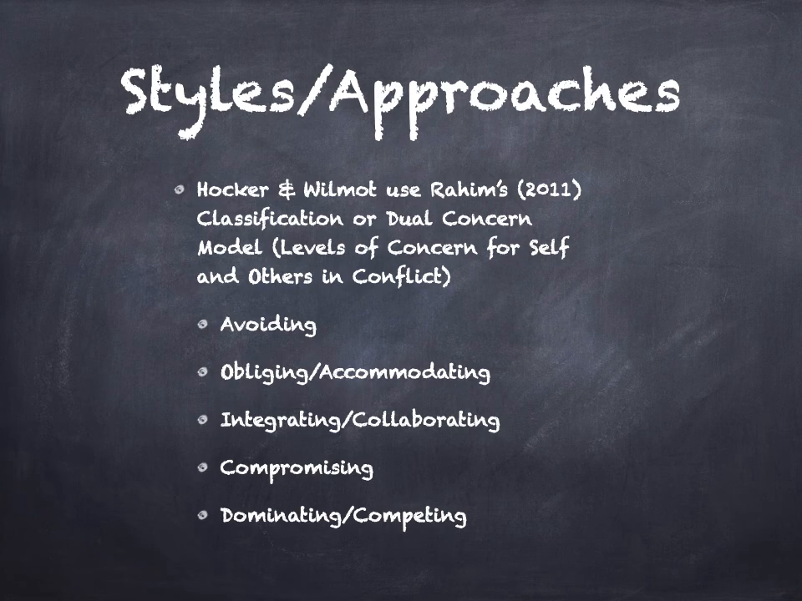Hocker and Wilmot, and many other researchers, use Rahim's classification or dual concern model, which is on the next slide and is also available on page 158 in Hocker and Wilmot's text. This model involves concern for self and concern for others and varies across the different approaches. The approaches that they identify are avoiding, obliging or accommodating, integrating or collaborating, compromising, and then dominating or competing.